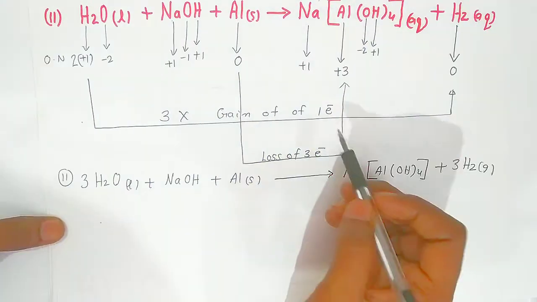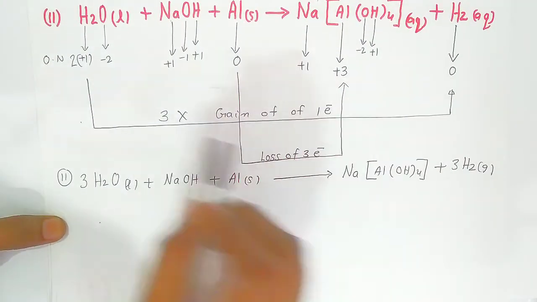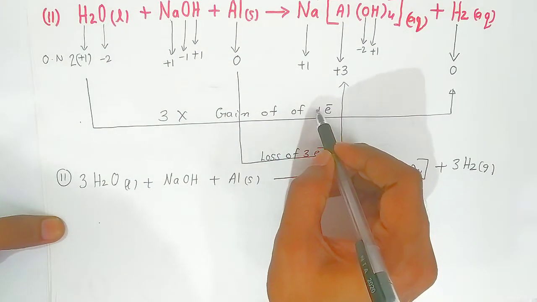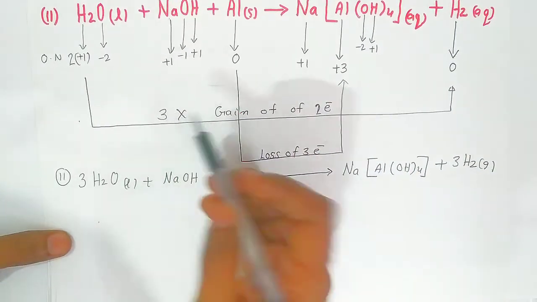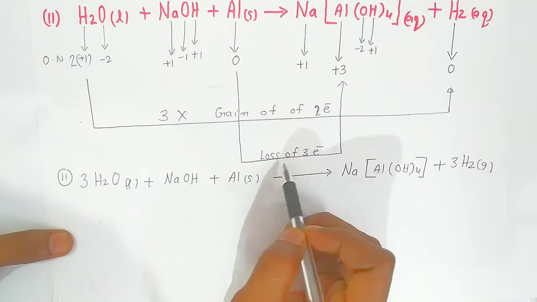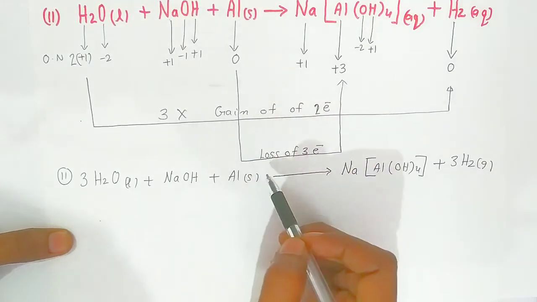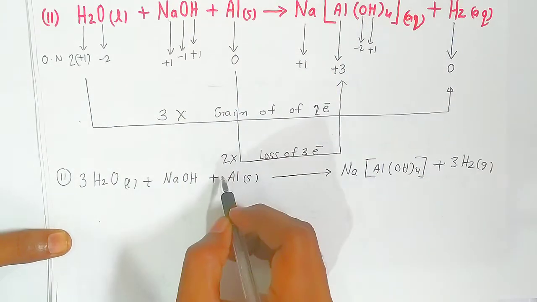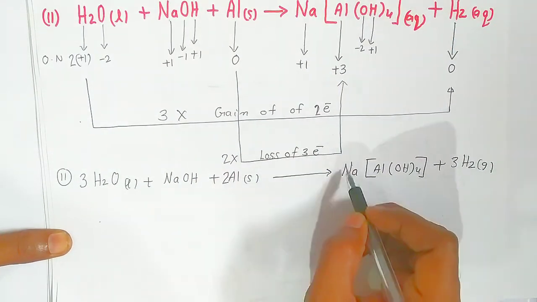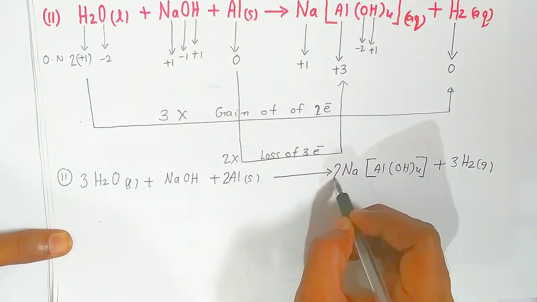Okay students, now here there is a problem: gain of 2 electrons, because here 2 hydrogen is there, so here you have to write 2 electrons; it will accept 2 electrons. Okay students, now the total gain is 6. Now if you want to make gain and loss equal, you have to multiply this equation by 2, that means here it becomes 2 times aluminum combines with 2 times these whole molecules.